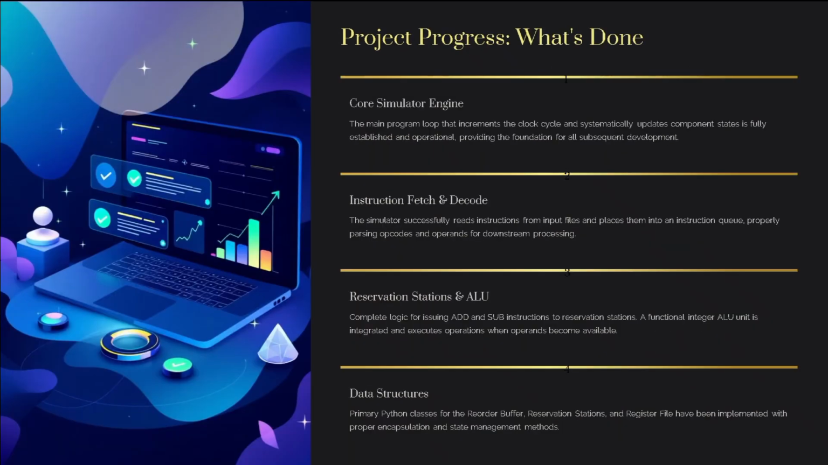Project progress. We have successfully built the core engine that progresses the clock cycle and updates all the processor components. Instruction fetch and decode are operational, and the system can read the assembly input, parse instructions, and queue them correctly. Reservation stations and the integer ALU are integrated and capable of issuing and executing arithmetic instructions when operands are ready. Finally, we designed the robust data structures for the reorder buffer, register file, and reservation stations.